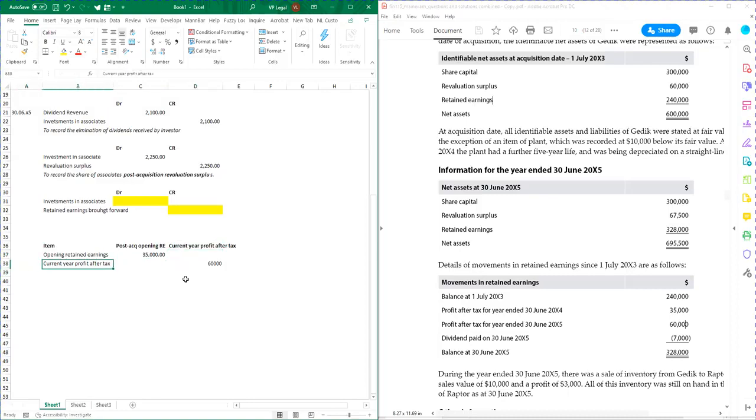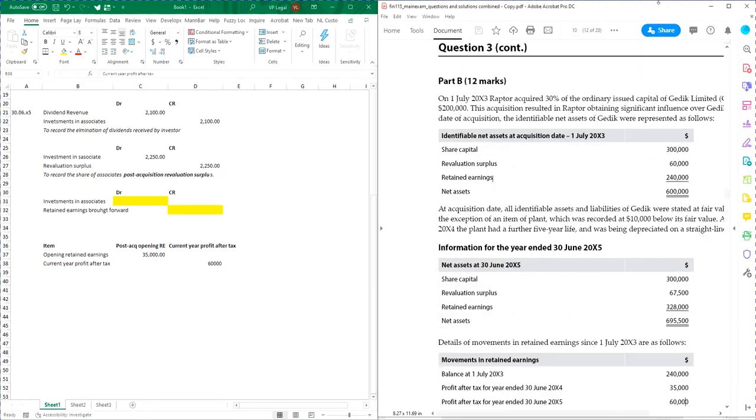Okay, but we also need to adjust our current year profit for a few things in the exam. Just have a look through and see if you can find any P&L adjustments to that current year profit that we need to adjust for.